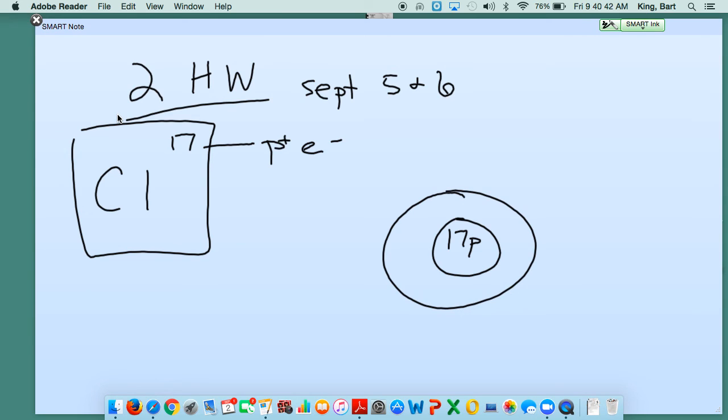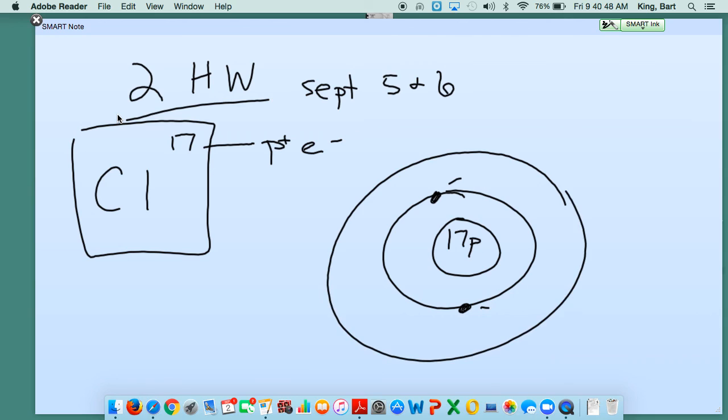Okay, how many electrons are on the outside? 17. How many fit in the first level? 2. 2. How many fit in the second? 8. 8. Atoms that have stable classification, they have full satisfied energy levels. They're full with the maximum amount that they can have. They're happy, they're stable. Okay?